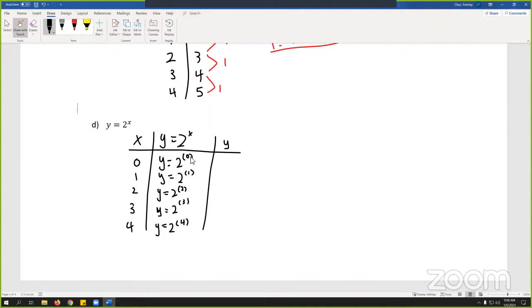Okay. So 2 to the power of 0 is 1. 2 to the power of 1 is 2. 2 to the power of 2 is 4. 2 to the power of 3 is 8. And 2 to the power of 4 is 16.